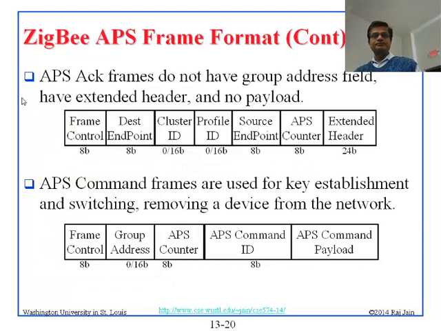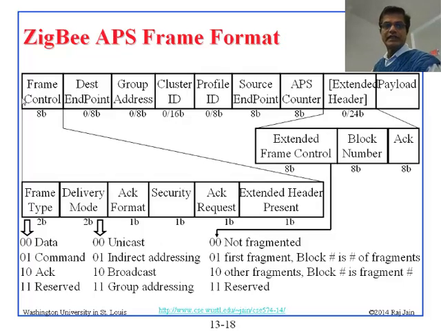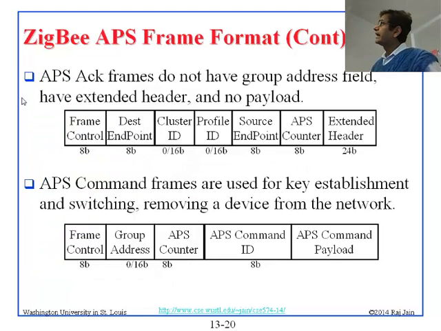All right. The ACKs and the command frames have a slightly different frame format. The one that I showed you here was the data. So the ACKs do not have a group address field, because you don't ask for ACK if you are going to send it to many people. You will be just inundated. So basically you have frame control, endpoint, cluster ID, etc., and the external header will have the ACK value.